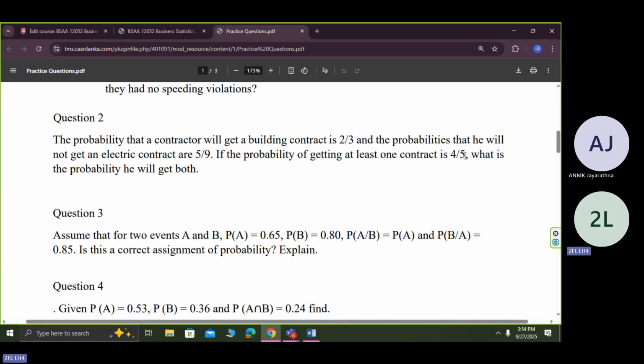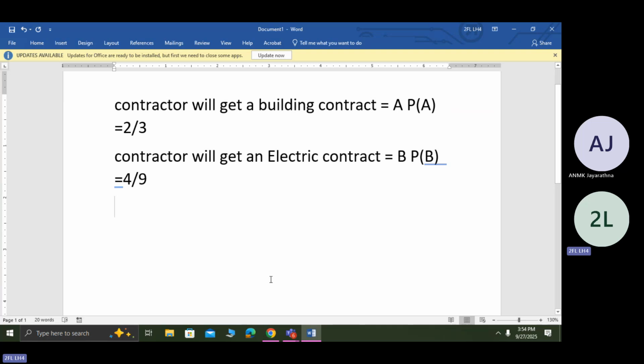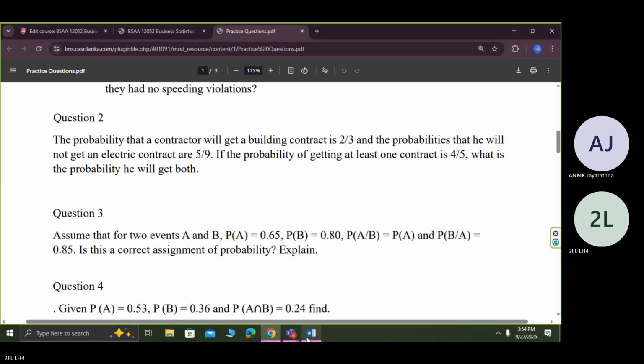So he will get an electric contract only, or a building contract only, or both contracts. How do we write it? This is the union. Union means all. He will get electric or building or both, and the union is 4/5. So the probability of A union B equals 4/5.